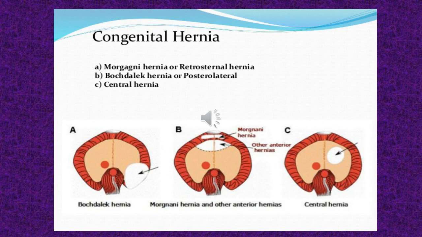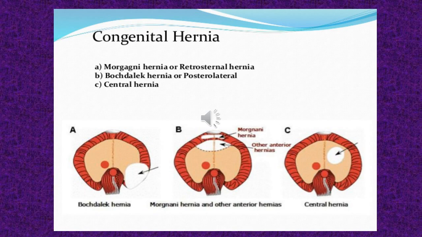Retrosternal hernia occurs through the space between the xiphoid and costal origins of the diaphragm, or foramen of Morgagni, or space of Larrey. It is more common on the right side and lies between the pericardium and the right pleura. Usually it causes no symptoms.